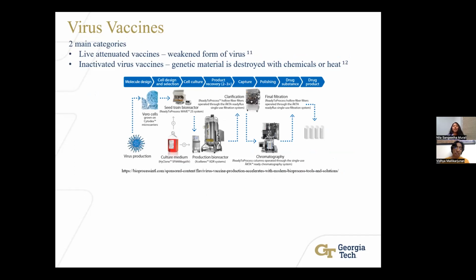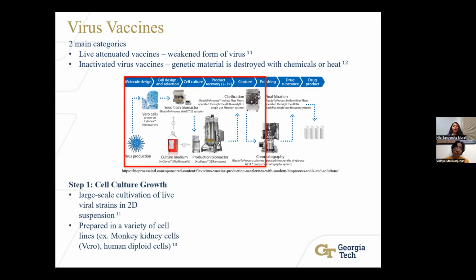Both of these virus vaccine types have the same upstream and downstream manufacturing processes. The initial steps of cell growth and purification are boxed in red in the manufacturing process description above. The first step to virus vaccine manufacturing is the cell line growth of the Ebola and Marburg viruses. This involves large-scale cultivation of viral strains in suspension. Some of the possible cell lines that can be used are monkey kidney cells and human diploid cells to get post-translational modifications that mimic the virus's activities in humans.